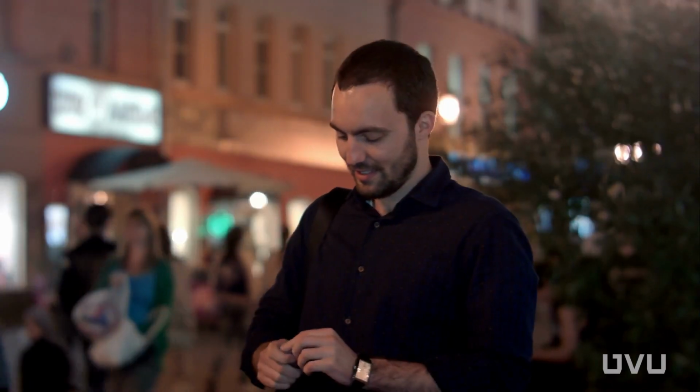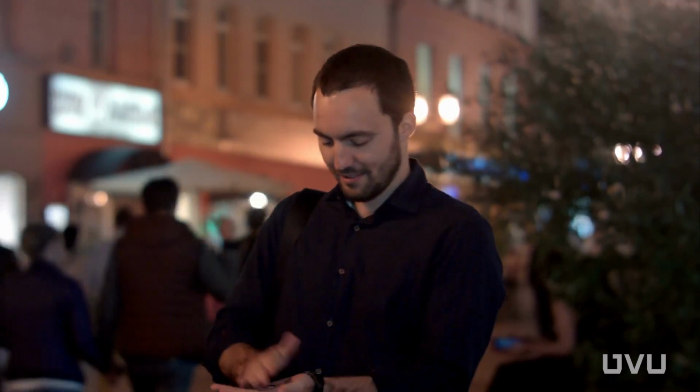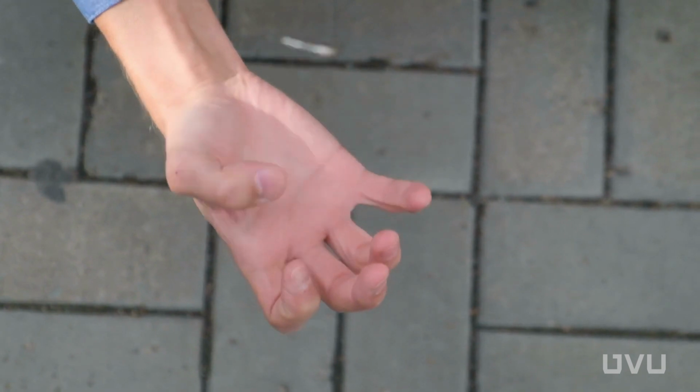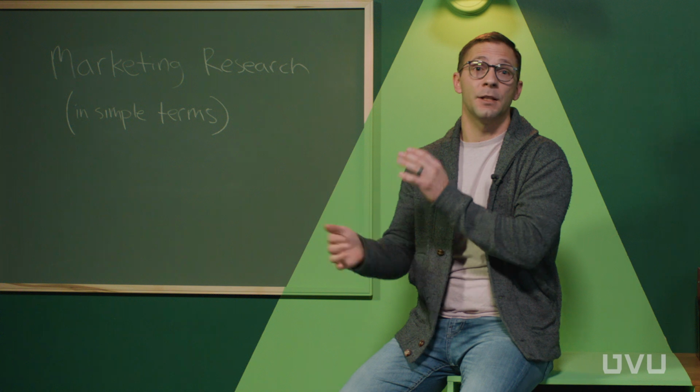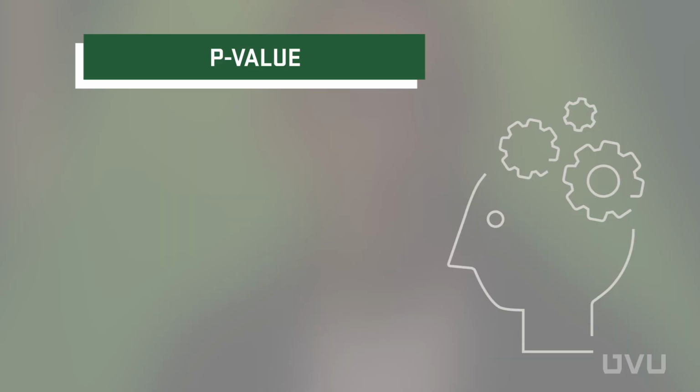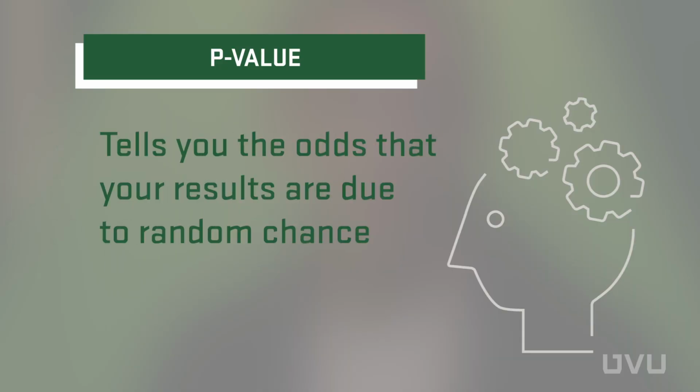If we started playing a game, for instance, to see who could flip the most number of heads in the same number of coin tosses, and I won, does that mean I'm better at flipping heads? Of course not. In statistics, we have a measure called a p-value that helps us in situations like this. Simply put, a p-value tells you the odds that something like these two examples is due to random chance.